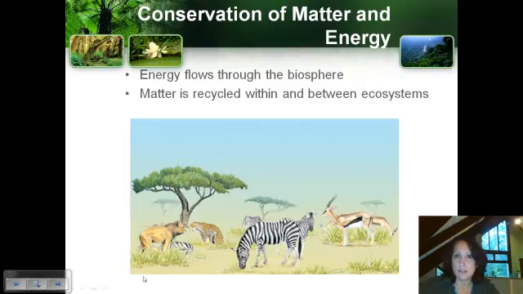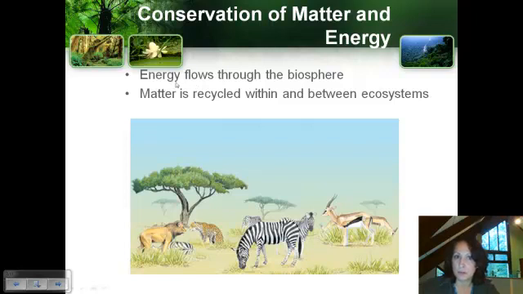And energy is the same way. Energy cannot be created or destroyed, but it can be transferred from one form to another. And how these move throughout the biosphere is different. Energy flows, which means that energy is not going to cycle back to where it started.